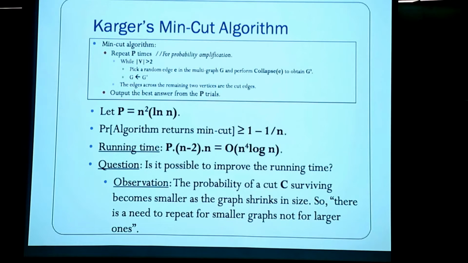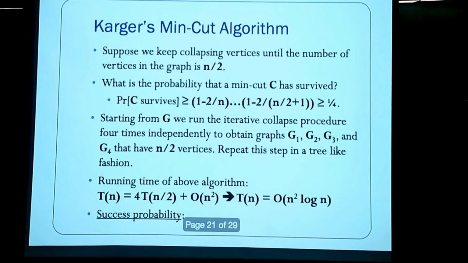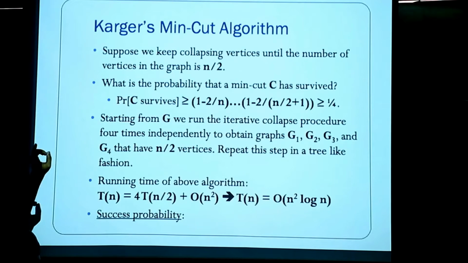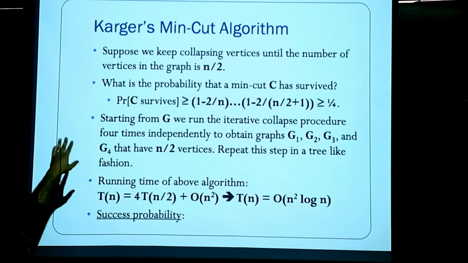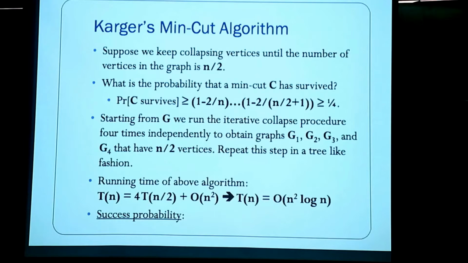What we are doing is doing it in a very naive fashion. We're just going to repeat the whole thing n square log n times. There's no need to do it. We only need to repeat when the graph becomes smaller. So here's an idea to do that. Suppose we keep collapsing vertices until the number of vertices in the graph becomes n by 2.